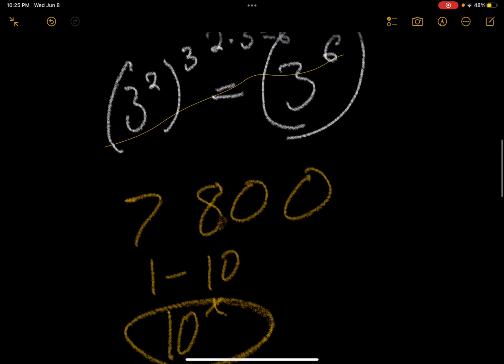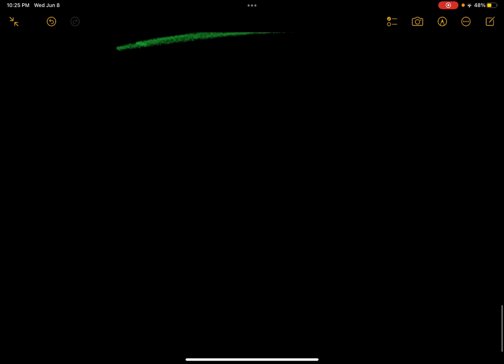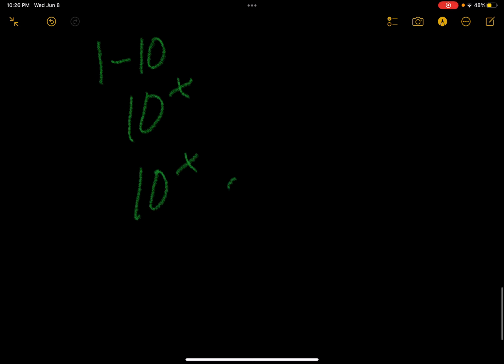Alright, so that's really basic exponents. So just a quick review. Scientific notation is any number 1 through 10, and it has to be times a power of 10. It could be 10 to the power of x or 10 to the power of negative x.